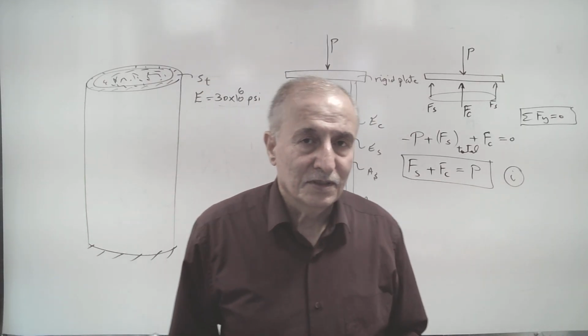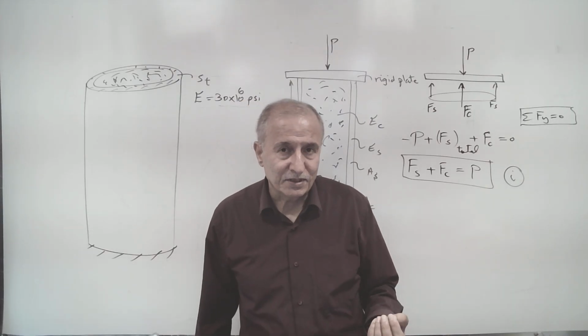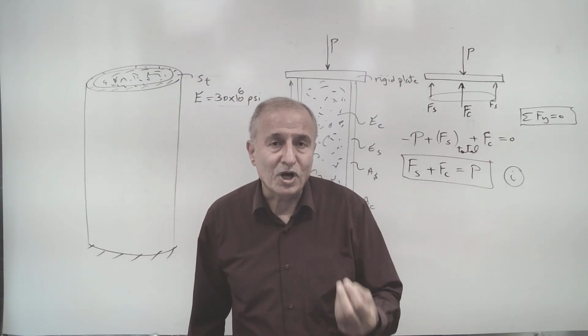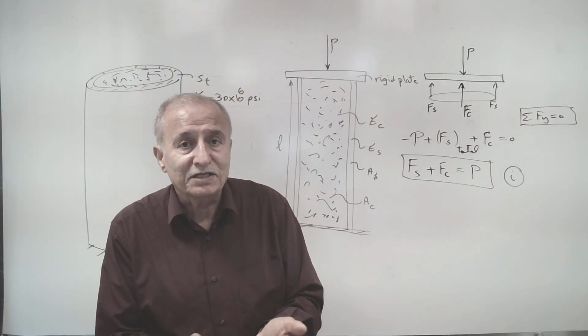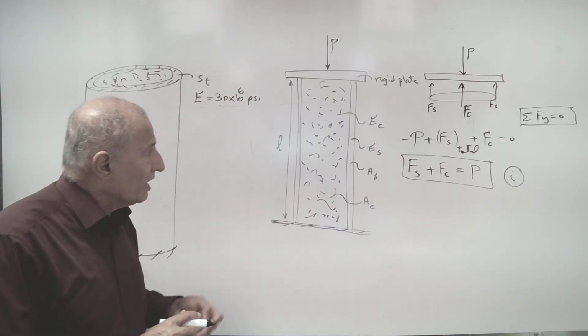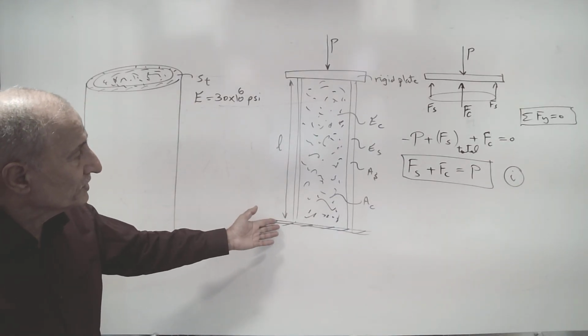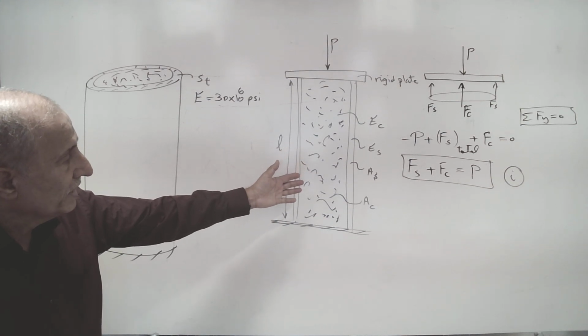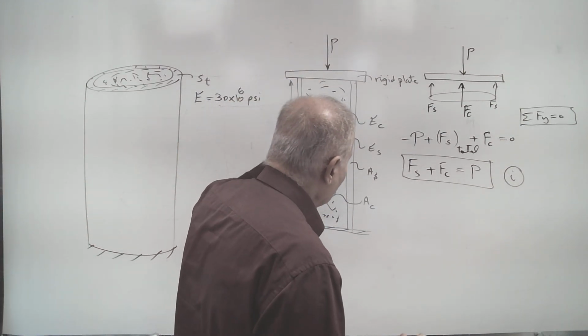This is the equation of equilibrium. One equation, two unknowns. We cannot solve it. This is why they call it statically indeterminate. Then let's go and find the relationship between the force applied to steel, the force applied to concrete, and deformation. The force is applied and we have a deformation.